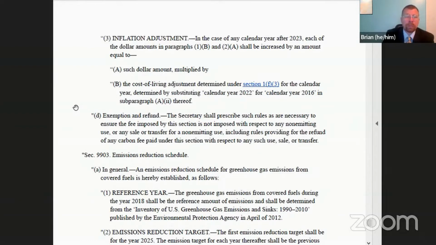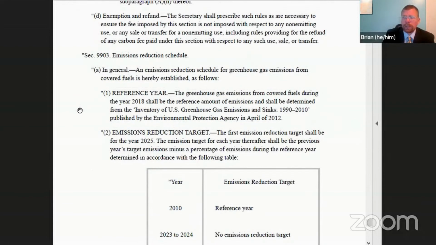They're the largest single producer of greenhouse gases. And so if we want to get serious about addressing climate change, we need to address the largest producer of greenhouse gases. And so this legislation does not include that exemption for the U.S. military.